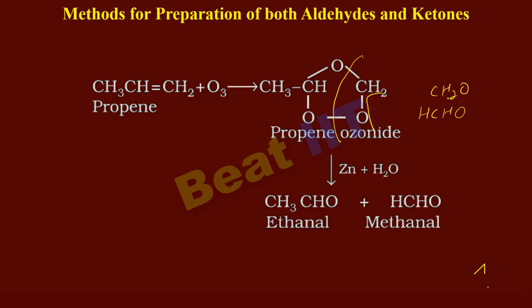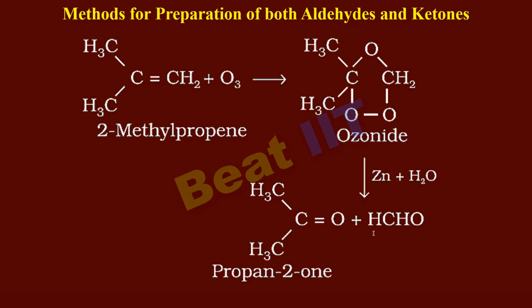CH2O, if you take one H here, it is HCHO. And in both cases, you got aldehyde. After next example, I will explain how you can identify whether it will be aldehyde or ketone. For ketone, it will be similar. Here again, we have alkene. This is the main chain, and CH3 is side chain here.